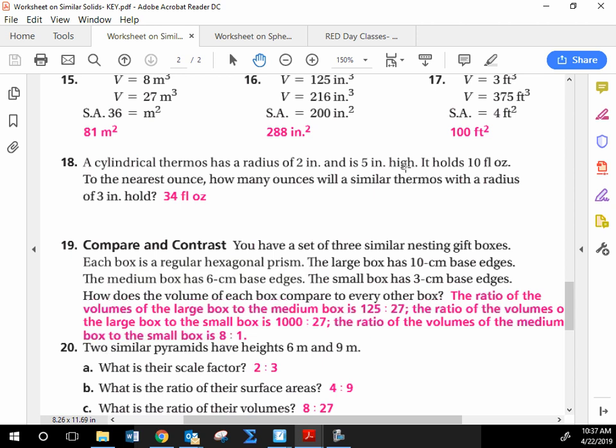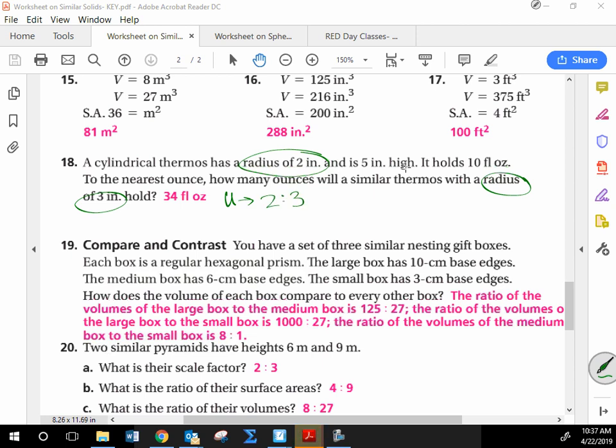What does the setup look like for 18? They gave us dimensions for the thermos, radius, and height. And then it says it holds 10 fluid ounces. How many ounces will a similar thermos with a radius of 3 inches hold? So they gave me the radius of 3 here. I want to compare that with my radius here. Now radius is measured in units. So my radius would be 2 to 3.